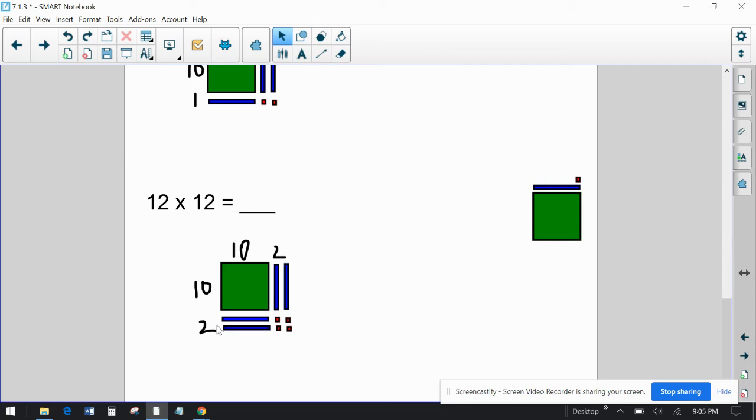Now, if we kept moving forward, like if we got to 20 by 12, there would be a 10 and a 10, and this would all get exchanged for a green one. And that's how we can multiply by 12. So the answer would be the product of all these, find the product of 10 times 10, 10 times 2, 2 times 10, and then 2 times 2, and then you find the sum of them all. So we have 100, 20, 40, and then 1, 2, 3, 4. So 12 times 12 is 144.